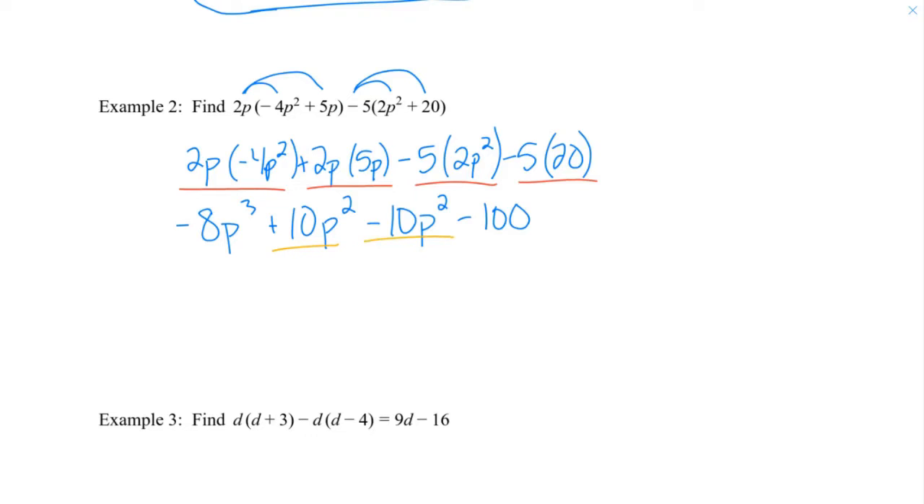Right here we have 10p squared minus 10p squared. As you might know, 10p squared minus 10p squared is going to be 0. That's going to cancel out. So basically all we'll be left with is negative 8p cubed minus 100.